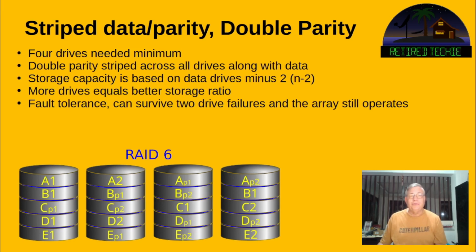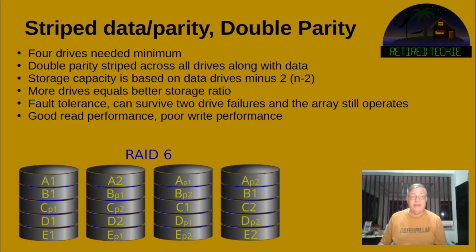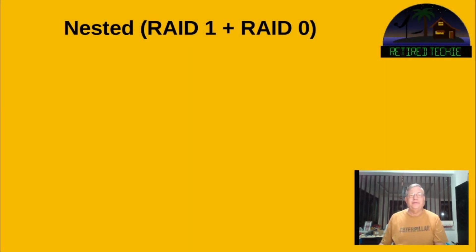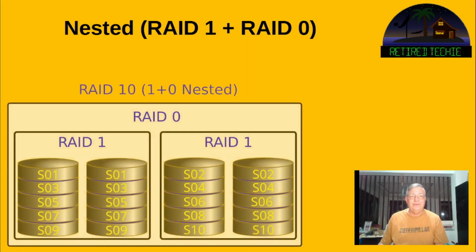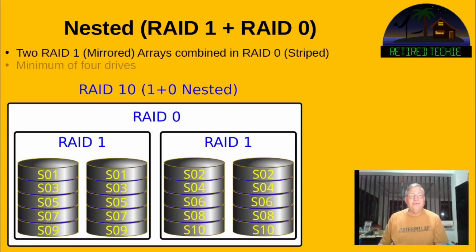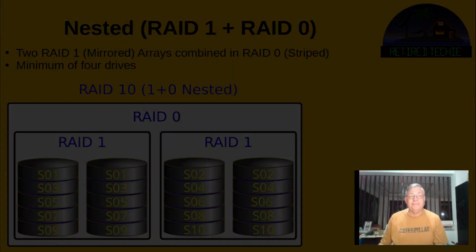It's got good read performance and then poor write performance because, again, you're writing a data sector, then you're writing 2 parity sectors. Next, we come to a type of nested array. This is often referred to as RAID 10 or RAID 1 plus 0. In this case, we have 2 mirrored arrays, RAID 1, and then these are combined into a striped array, RAID 0. So you can lose a drive from each mirrored pair and this will still function. There are also different types of nested setups, but this one requires a minimum of 4 drives.